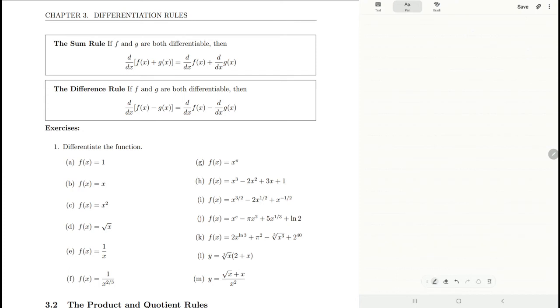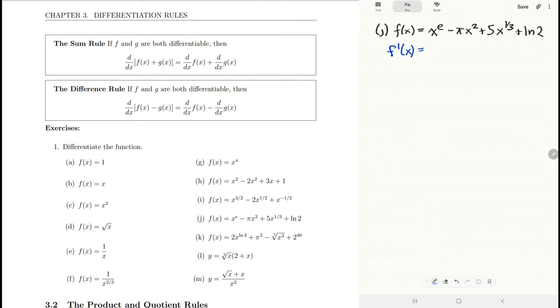In the next example, we have f is x to the power of e minus pi x squared plus 5x to the 1/3 plus the natural log of 2. Okay, so now we're dealing with an algebraic function. So let's apply the power rule appropriately.